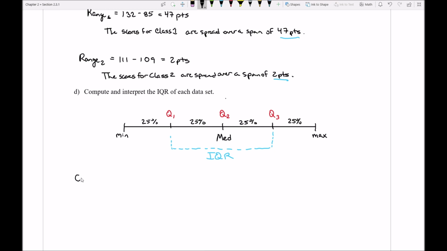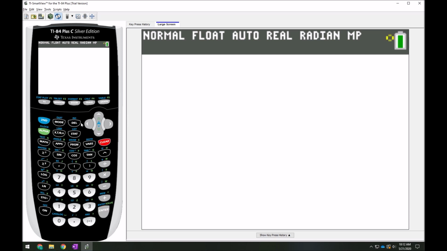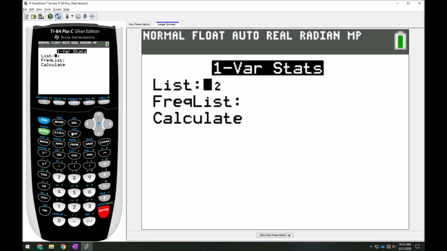I'm going to focus first on class number 1 and think about how I can find these values. Again, I know I'm going to need to find Q1 and Q3, and then once I have those, I should be able to calculate my IQR. Finding these values is really easy because I can just use my calculator. I'm going to switch back to my calculator, and do a calculation here with list 1.